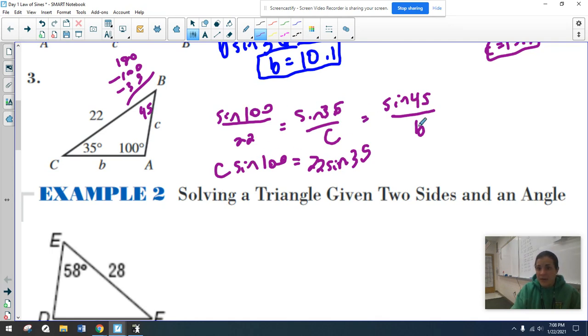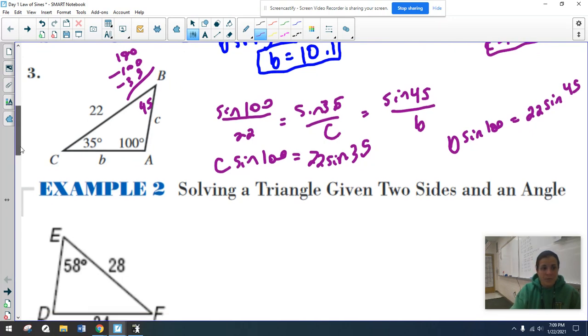And then I'm going to cross multiply here. B times sine of 100 equals 22 times the sine of 45. So when you plug this one in your calculator, you're going to do 22 times the sine of 45, hit enter, and then divided by the sine of 100. Okay? That's the first type.